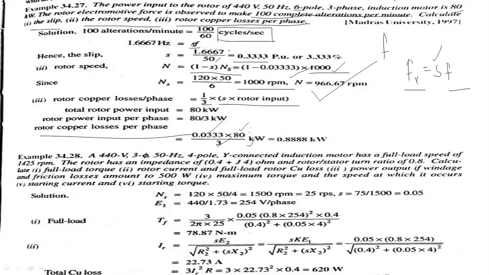Okay. Next problem. A 440 volts, 3-phase, 50 Hz, 4-pole, star-connected induction motor has a full load speed of 1425 RPM. The rotor has an impedance of R and X. Calculate this. We have calculated the same problem before, go through it once.